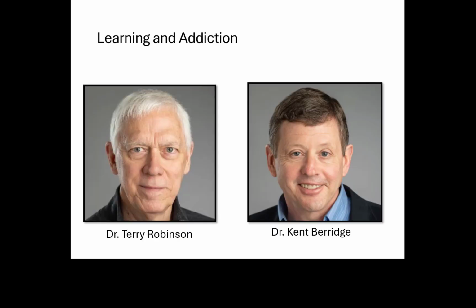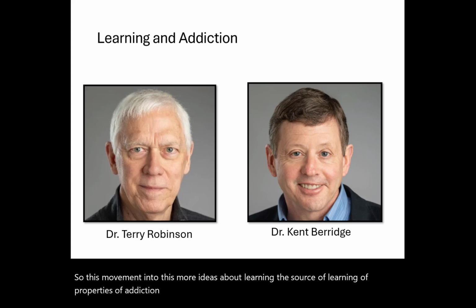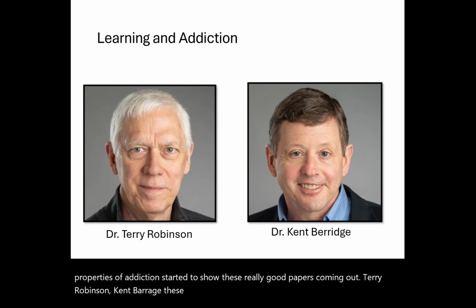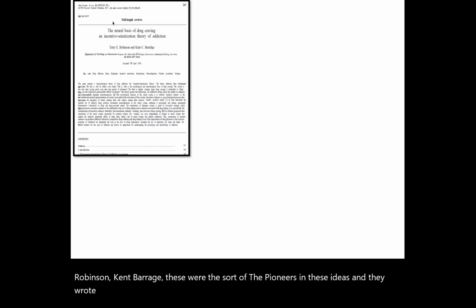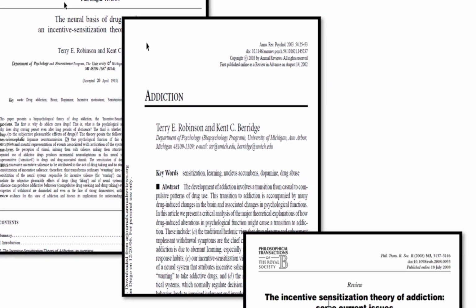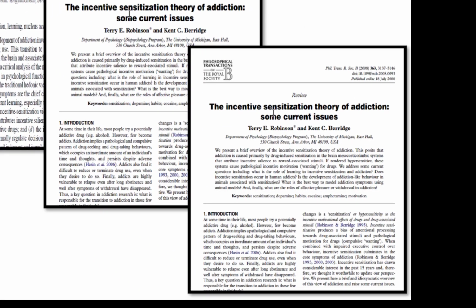So this movement into more ideas about learning, the associative learning properties of addiction, started to show these really good papers coming out. Terry Robinson, Kent Berridge, these were the pioneers in these ideas. And they wrote some very influential papers. And I've read these papers because I'm particularly interested in this. I find this stuff fascinating. And they wrote about this new idea about addiction.